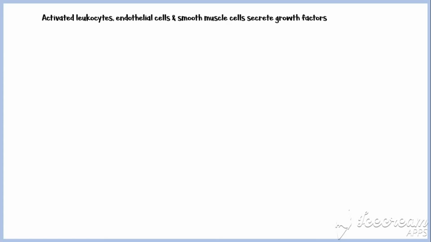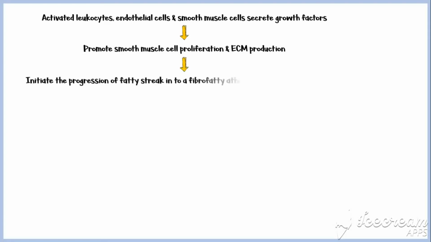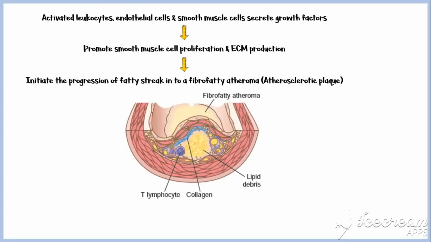Activated leukocytes, endothelial cells, and smooth muscle cells secrete growth factors that promote smooth muscle cell proliferation and extracellular matrix production, which initiates the progression of the fatty streak into a fibrofatty atheroma, which is commonly known as an atherosclerotic plaque. This image shows a grown atherosclerotic plaque.